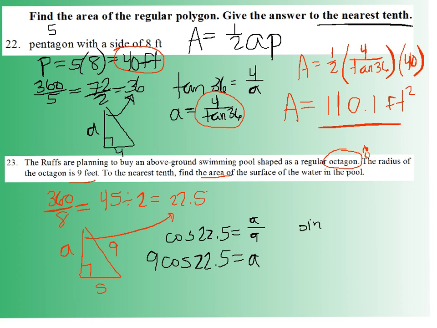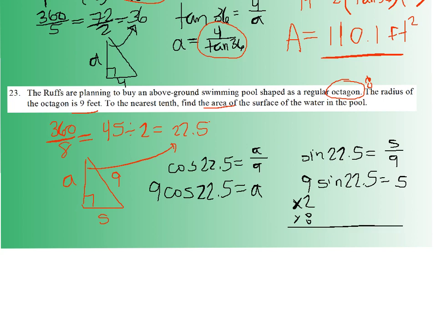I'm going to say sine of 22.5 is equal to the side over 9. And again, I'll multiply both sides by 9, so 9 sine of 22.5 is equal to the side. Now you have to remember, that side is only half of the whole thing, so I'm going to times it by 2. And then there's 8 sides, so I'm going to times that by 8. So really, my perimeter is equal to, well, 8 times 9 is 72, and 72 times 2 is 144 sine of 22.5.